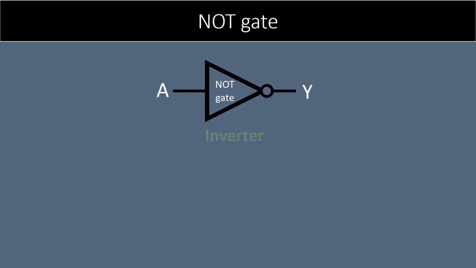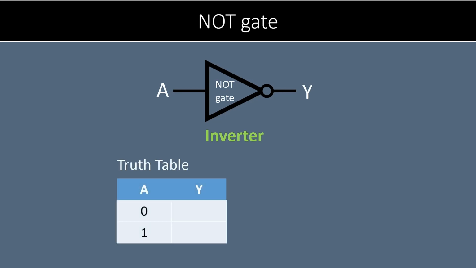Now we shall discuss the NOT gate. It is quite different as it takes only one input, say A, and generates one output, say Y, as shown here. It is also known as an inverter as its job is to invert the input, meaning if the input is 0, output will be 1, and if the input is 1, output will be 0. This is an inverter. It always outputs the complement of the input. Complement of 0 is 1 and complement of 1 is 0.